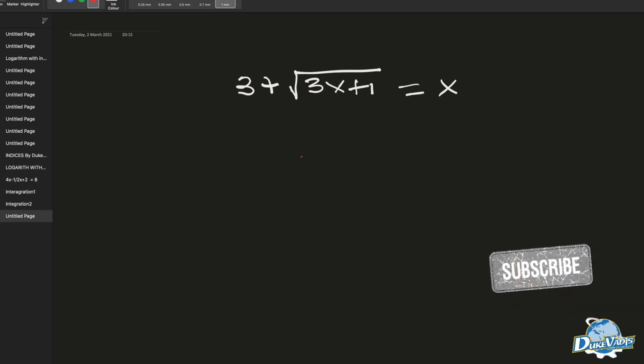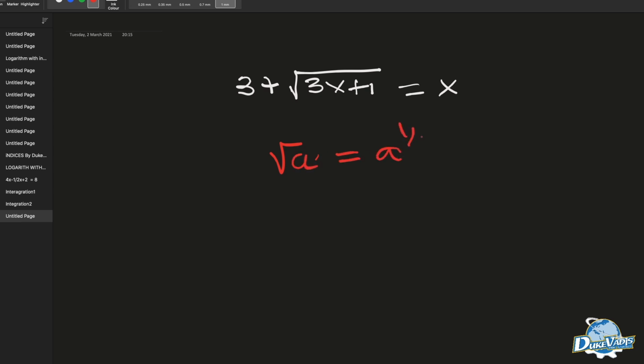So the square root of A is the same as A raised to the power half. In the same way, the square root of 2 is the same as 2 raised to the power half. First and foremost, in the equation, whatever we do on the left-hand side, we do the same on the right-hand side. So I'm going to subtract 3 from both sides of the equation.